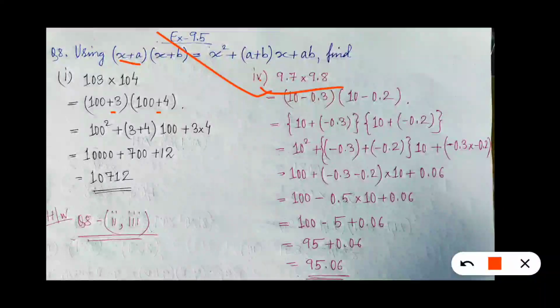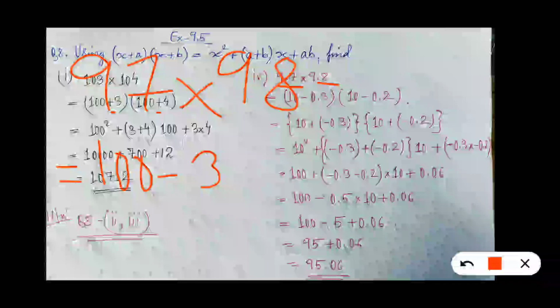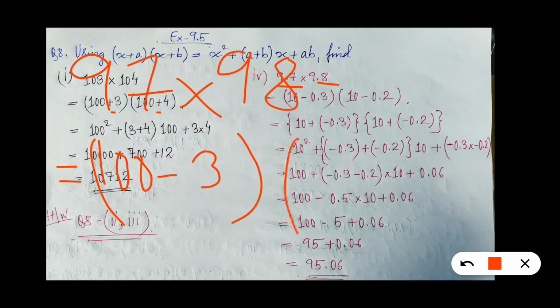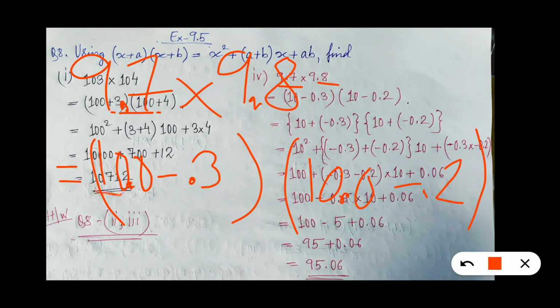Again, here we have two numbers. Think of this as 97 and this as 98. So 97 into 98, my dears. What you'll do is write 100 minus 3 is 97, because 100 is near to 97. And you'll write here 100 minus 2 is 98. But because here it is 9.7 and 9.8, with the point before one digit, you have to mention that point. So this will become 10 minus 0.3, and 10 minus 0.2. That's why you get this one.